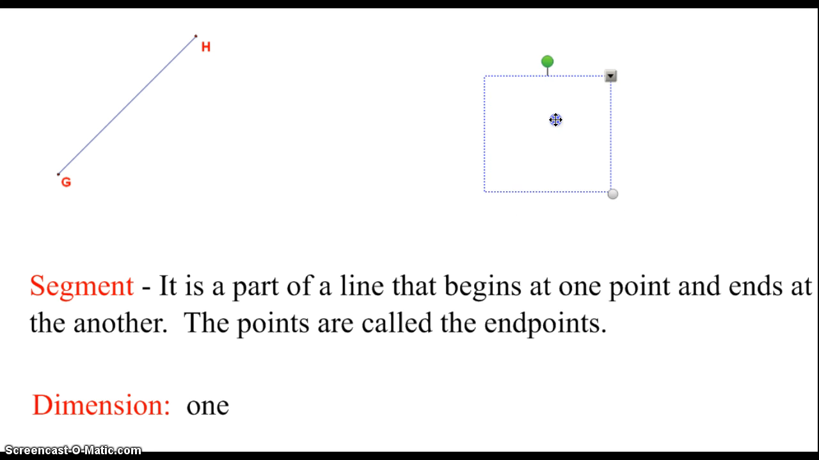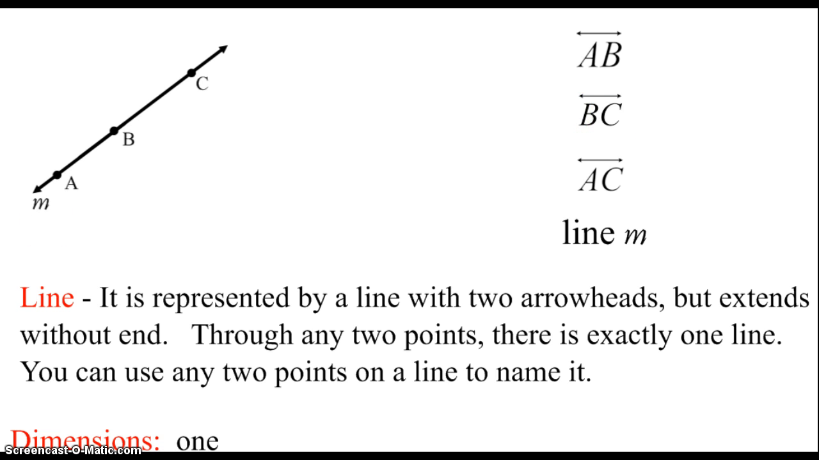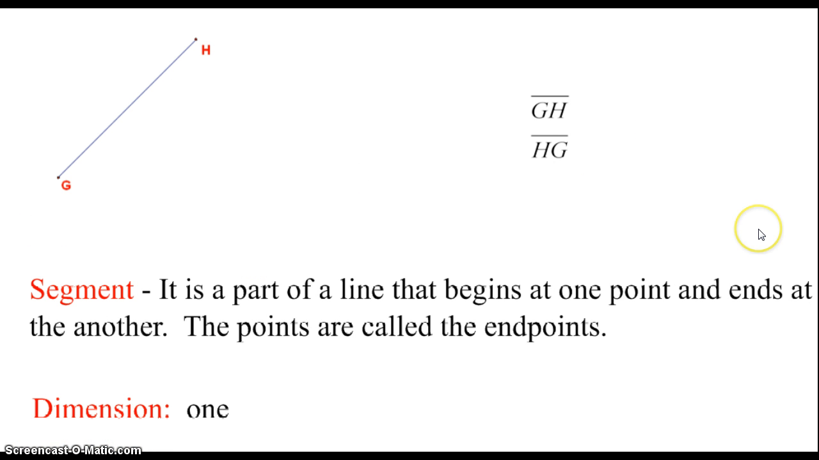To name a segment, we use the endpoints. So we have two options, GH or HG, but you absolutely need the symbol above it when you're making a segment. So instead of having arrows on the ends like a line, segments do not have arrows because it ends. So that is a segment, GH or HG.